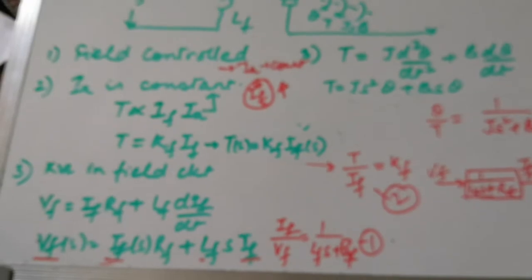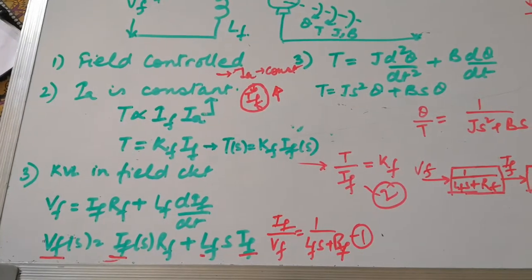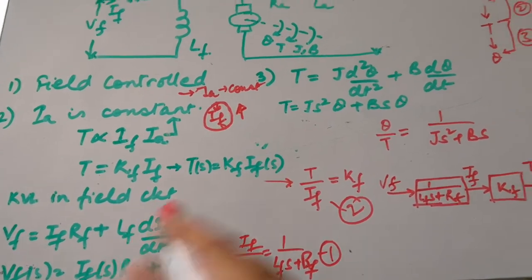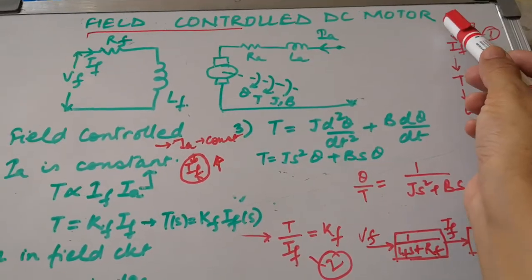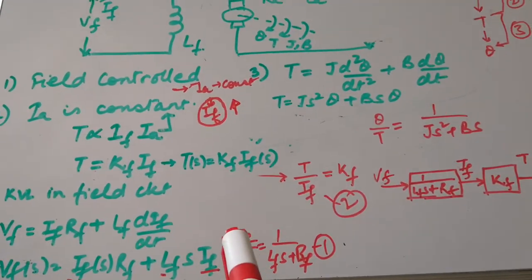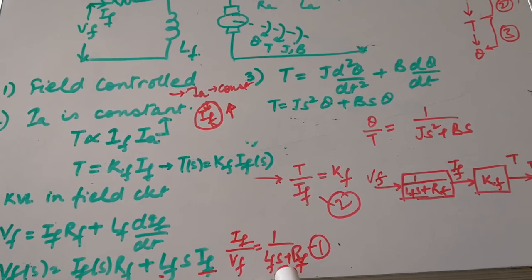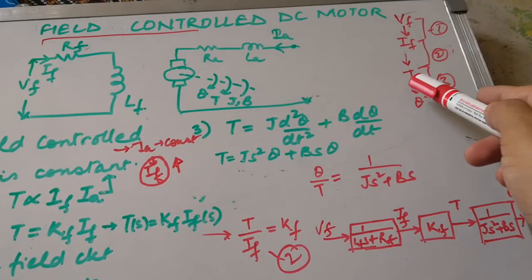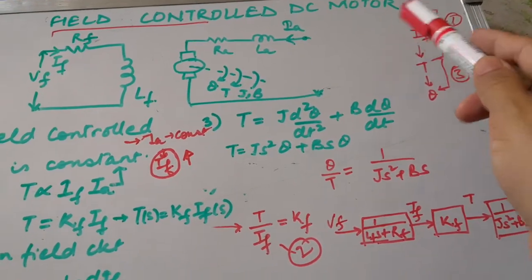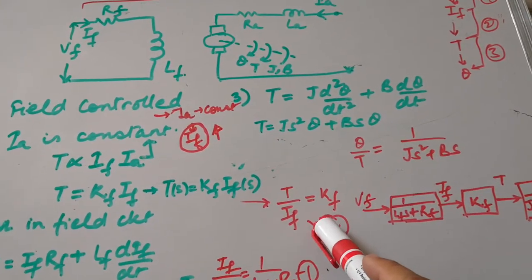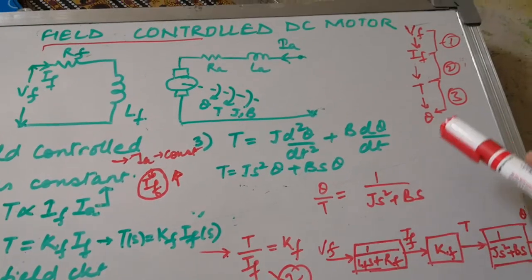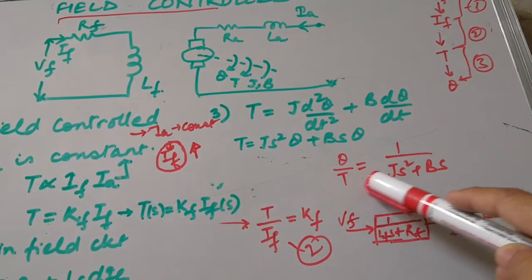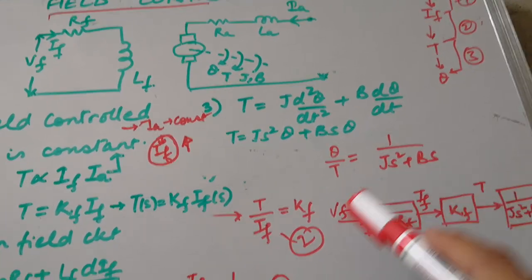From this I can take my IF out, and this IF is the output and this is the input. So the Laplace transform of output to input gives me this transfer function. Similarly, now T is the output and IF becomes the input, so it gives me this transfer function. And similarly, theta is the output and torque is the input, so it gives me this transfer function.